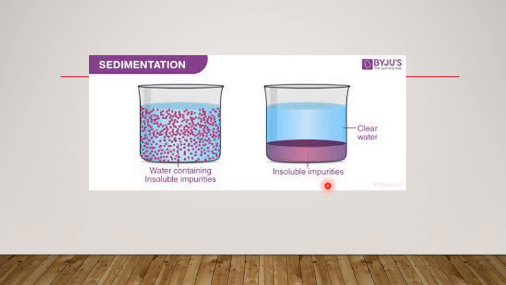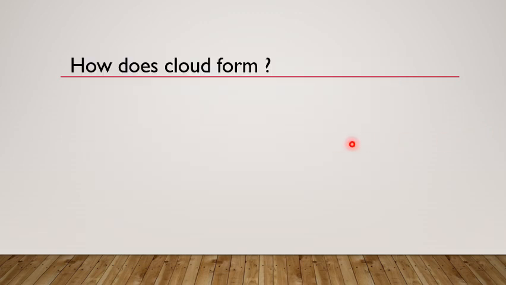Now see in this picture, the sedimentation: water contains insoluble impurities, and there is clean water. This one is the insoluble impurities. Now it is clear what sedimentation is and how this process is done. Okay students, now, how does a cloud form? Any idea how a cloud forms?